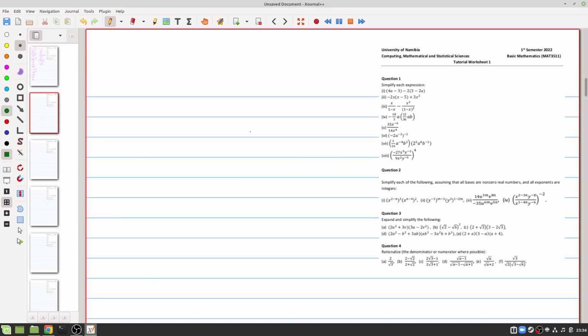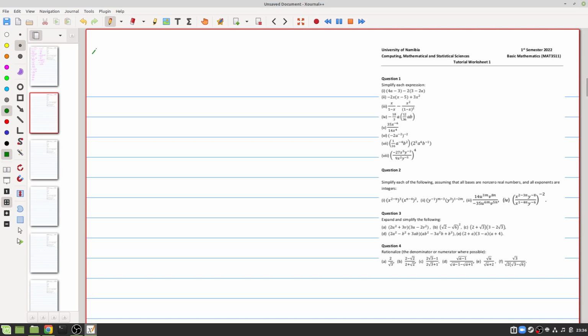Okay, so for question 2, we're asked to simplify each of the following, assuming that all bases are non-zero real numbers and all exponents are integers. Not much to know here. If we don't assume this, we can get into some trouble at some stage, but that's usually beyond the scope of what we need to do here. So this will be true for all the things we want to do in this course.